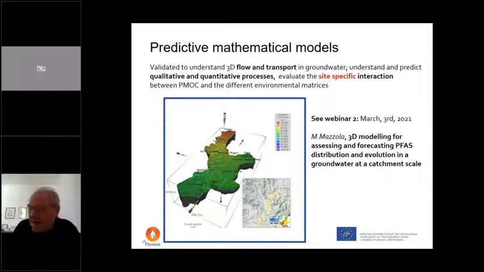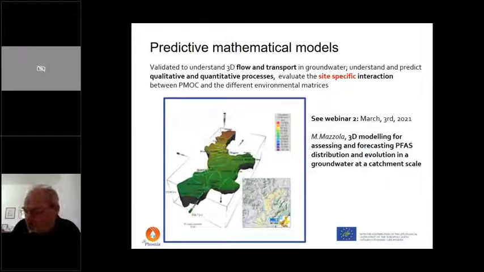It's also important that the integrated analysis of available data constitutes the basis for the development and application of predictive mathematical models to understand, for example, the 3D flow and transport in the groundwater, in this case, to understand and predict the qualitative and quantitative processes, also degradation or absorption processes of the contaminants. But especially we should evaluate the site-specific interaction between contaminants and the soil, the specific site-specific characteristics of the soil.